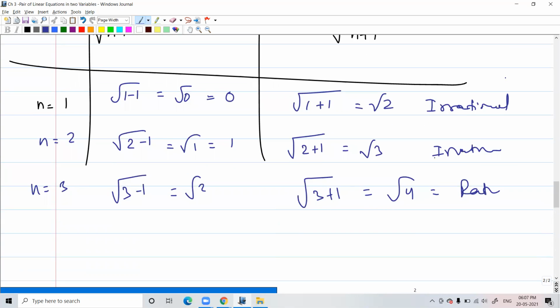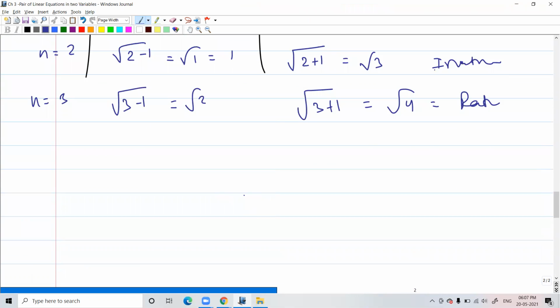Why is that happening? Because there is a gap of two numbers between them. You see, n plus 1 and n minus 1, there is a gap of 2 between them. How much gap do they have between them? These are simple numbers. Do a subtraction and see. They have a gap of 2 in between them.